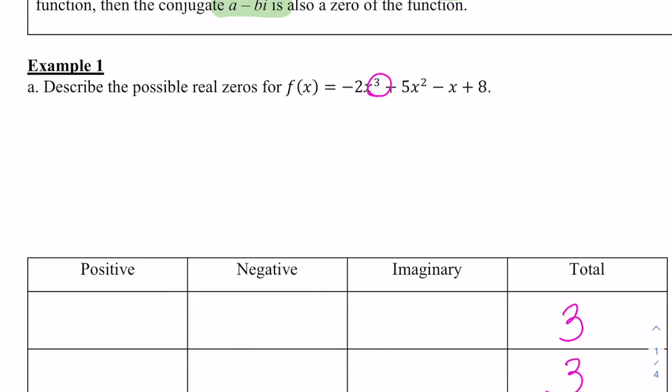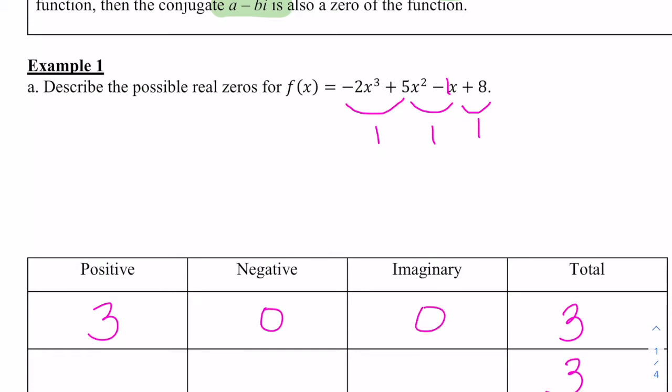Now let's count using Descartes' rule of signs. So we go from -2 to 5. That's one change. +5 to -1. That's another change. -1 to +8. That's another change. There's 3 changes total, so there's a maximum of 3 positive roots. Well, since we only have a total of 3, there can't be any more negative or imaginary.